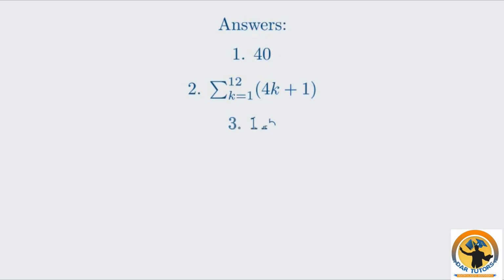Welcome back. Let's go through the answers. For question 1, the sum is 40. For question 2, the series is the sum from k equals 1 to 12 of 4k plus 1. For question 3, the sum is 145. For question 4, c equals 12. And for question 5, the simplified expression is n over 3 times n squared plus 9n plus 26.